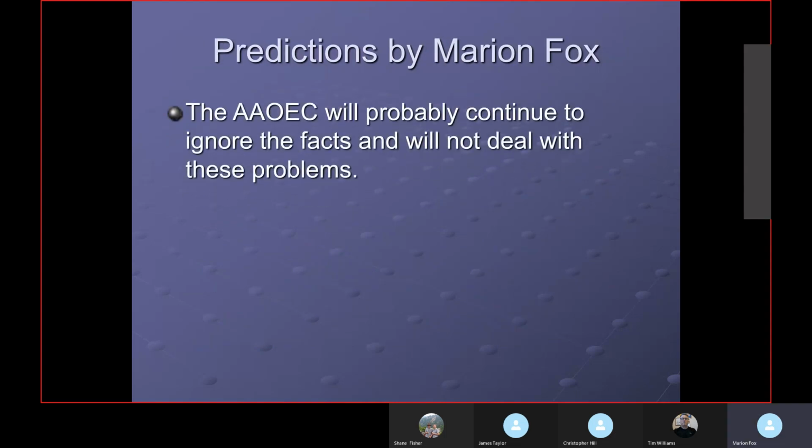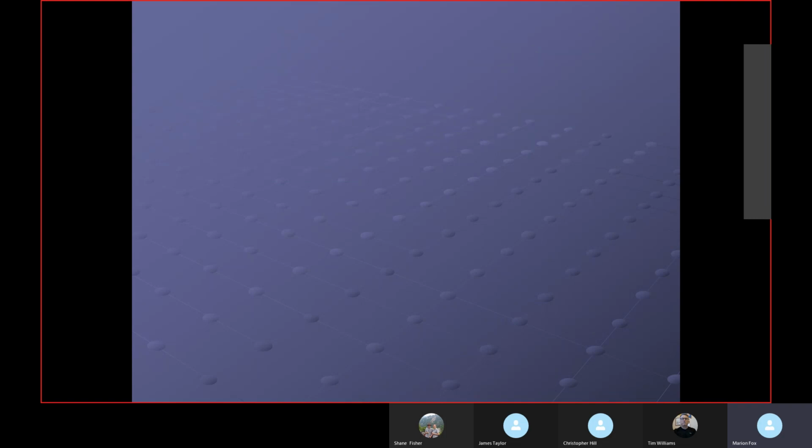Here's a prediction I'm going to make, and this will be the end of my material. The atheist, agnostic, old Earth creationists will probably continue to ignore the facts and will not deal with these problems. That's my prediction.